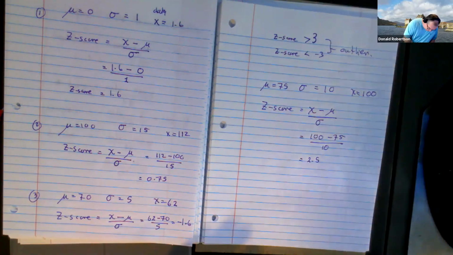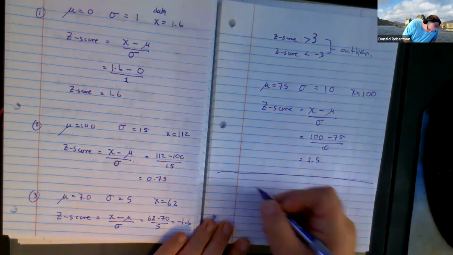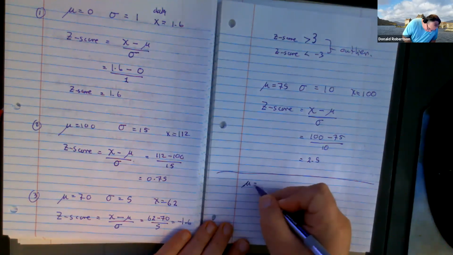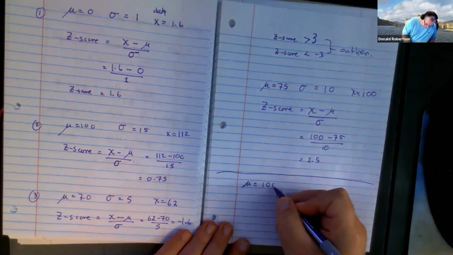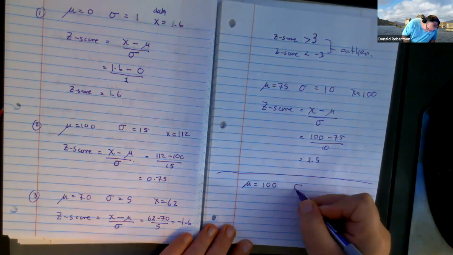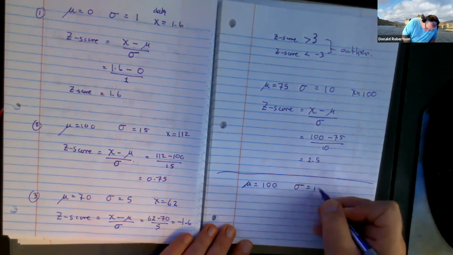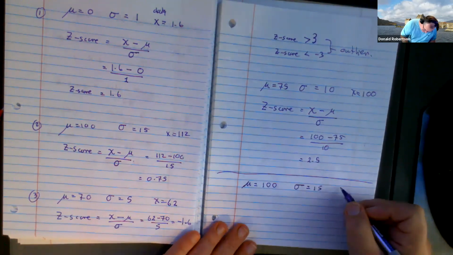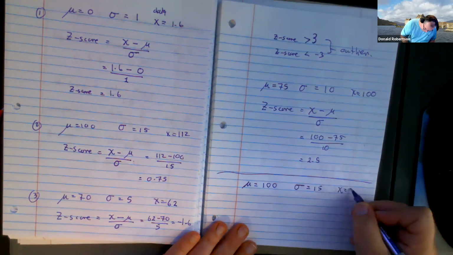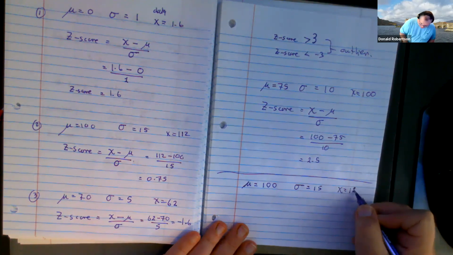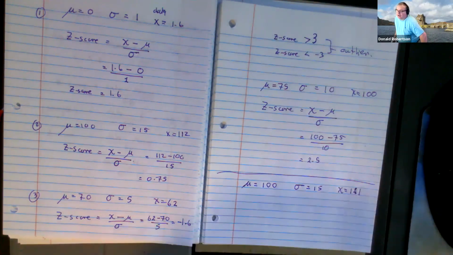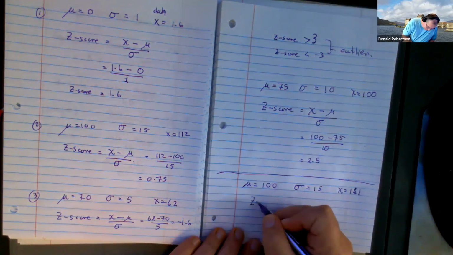Let me phrase the question differently. The population IQ has a mean of 100, and the standard deviation of the IQs is 15. Is someone with an IQ of 141 an outlier? What we would probably call a genius, right? Is 141 an outlier? Well, let's find out. You get its z-score.